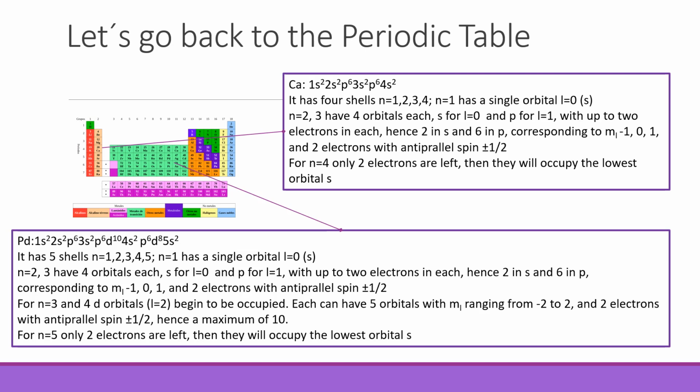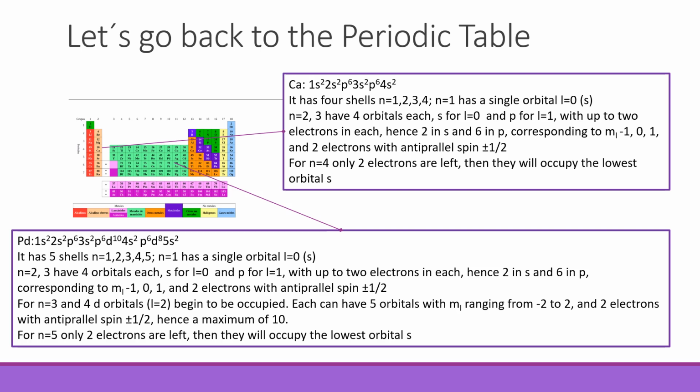Another case, here we have palladium. Palladium is in the transition metals, so it's a more complicated structure, because then, as you know, here the d shell is beginning to fill. So here we have 1 orbital, n1, n2, n3, n4, n5, and when we fill the shell for n3, then we see here that we have the d orbital. So it has 5 cells, n 1 to 5.